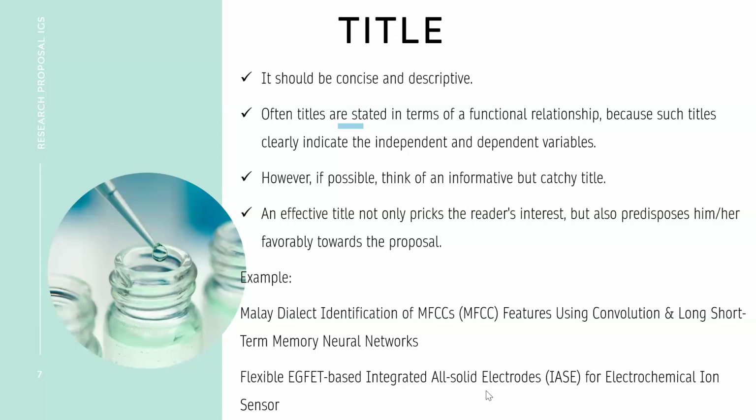So these are two examples of research titles. The first one, Malay dialect identification of MFCC features using convolutional and long short-term memory neural networks. And the second one, flexible EG-FET-based integrated all-solid-state electrodes for electrochemical ion sensor. So when you look at the examples, can you identify the problem? If you look at these titles, which one do you think is the problem for both titles?